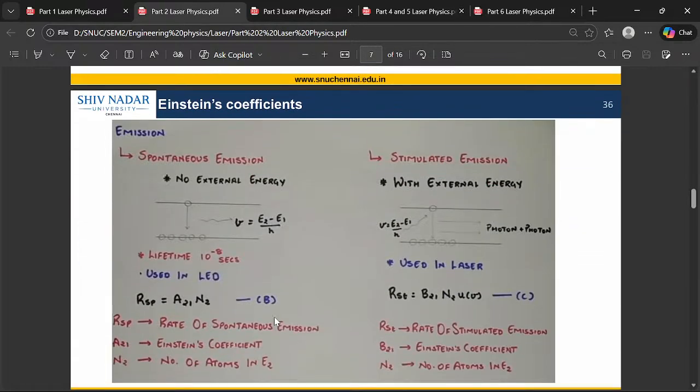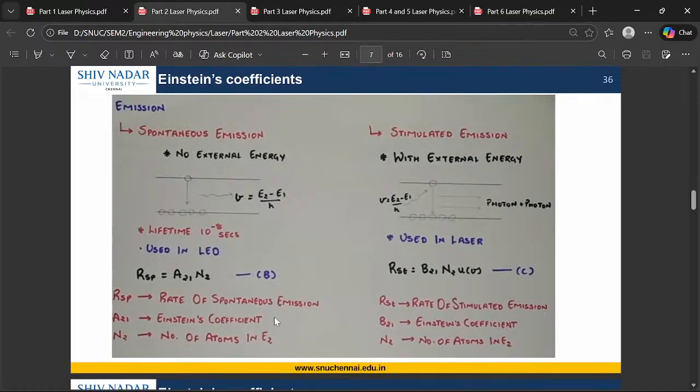Let's talk about the emission. There are two types of emission. The first one is spontaneous, and the second one is stimulated. Spontaneous is when, without any external energy, the electron in E2, the excited state level, comes back to its original ground state level. When it comes back, we know that it ejects photons.